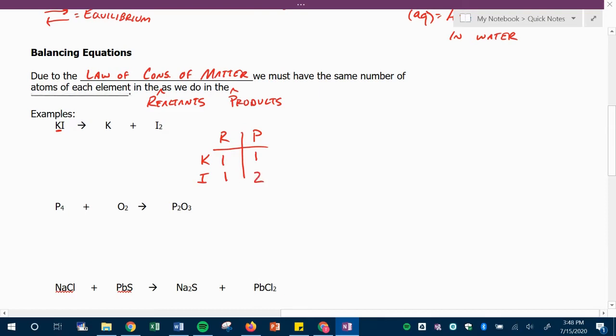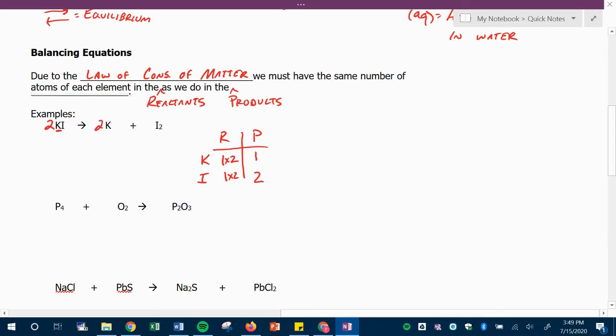So that does mean that we need this to balance. Now, in order to get the reactant side for iodine to a 2, we need to put a 2 in front of KI. By doing that, we multiply this by 2. So iodine is now okay, but it also multiplies the potassium by 2, which means that we now have 2 potassiums on the reactant side, which means that on the product side, we also need to add a 2 there.